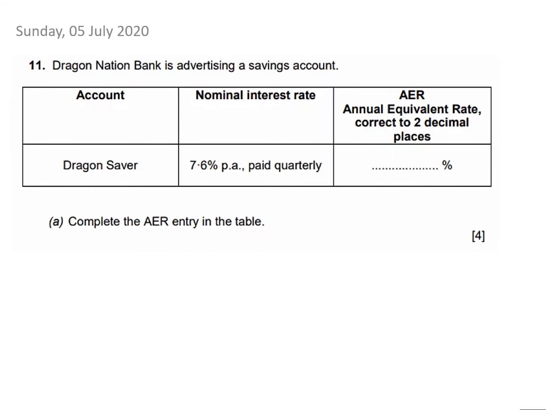And it's asked us to work out the annual equivalent rate, the AER. So if we think of our formula, we need to find our I and our N. Our I is our nominal interest rate of 7.6, which we need to turn into a decimal. So that becomes 0.076. And our N is the number of periods in a year. So here, interest is paid quarterly. So our N value is going to be 4.